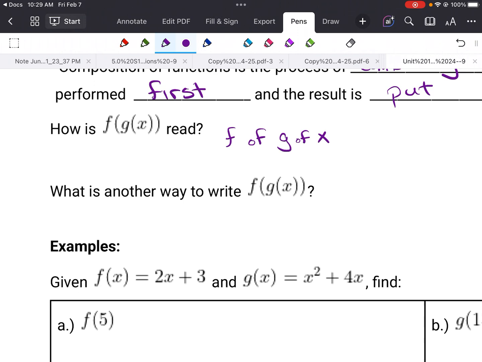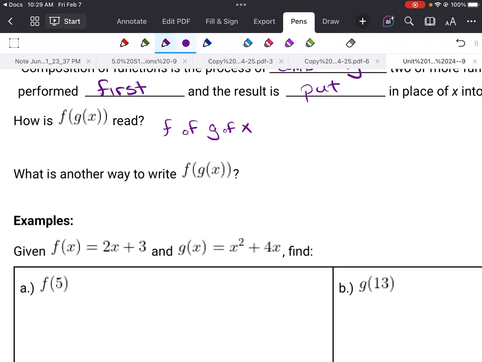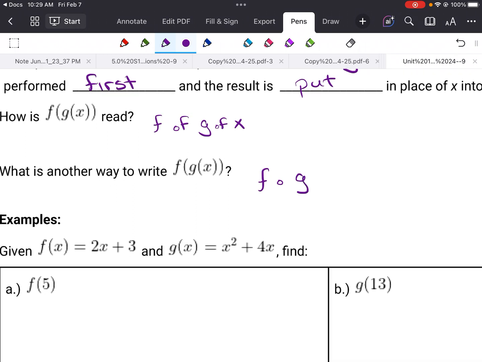What is another way to write f of g of x? F with this little o, g of x. And what all this means is, as in BEDMAS, we do brackets first, so you would solve the g function, find an answer, and then that answer would be plugged into the f function.